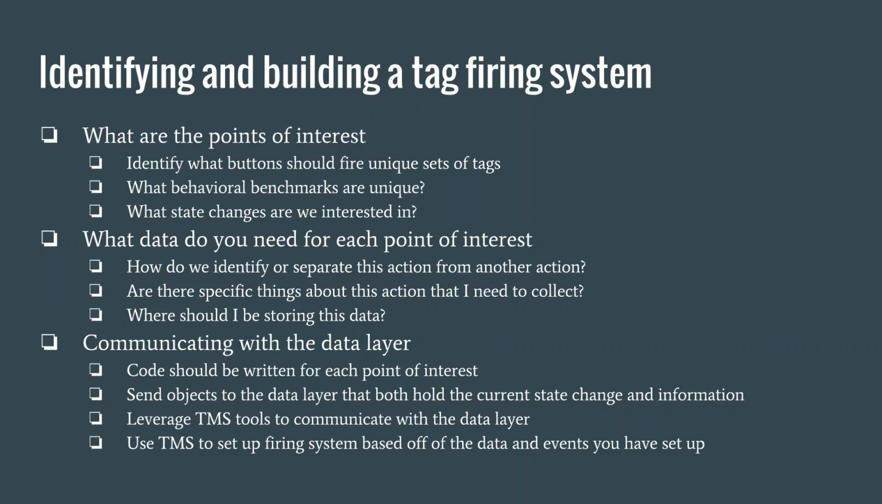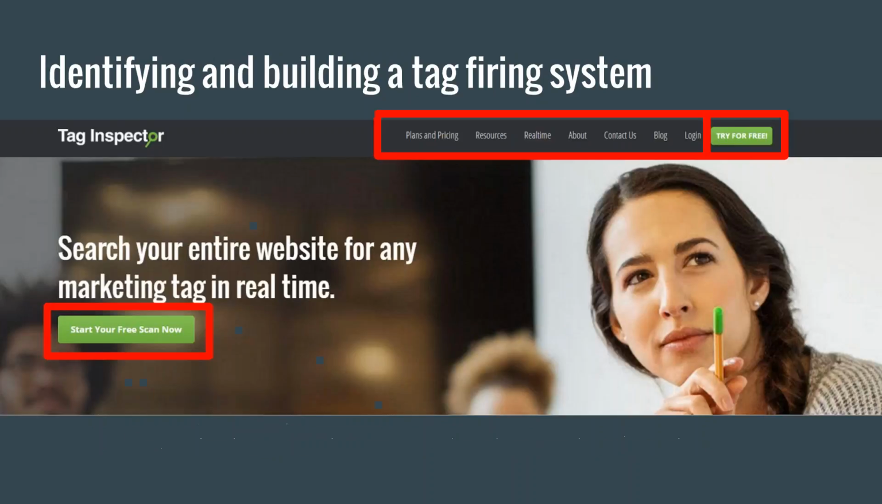Also, what data do you need for each of these? When you look at these things, is there something specific about it you want to collect? How do you separate this action from another action? Kind of like what I was saying on this image, how do I separate that top right button from the bottom left button? Maybe I call it the try for free button. Maybe I don't call it that. Maybe I don't want to separate them. Maybe I think they're the same button.